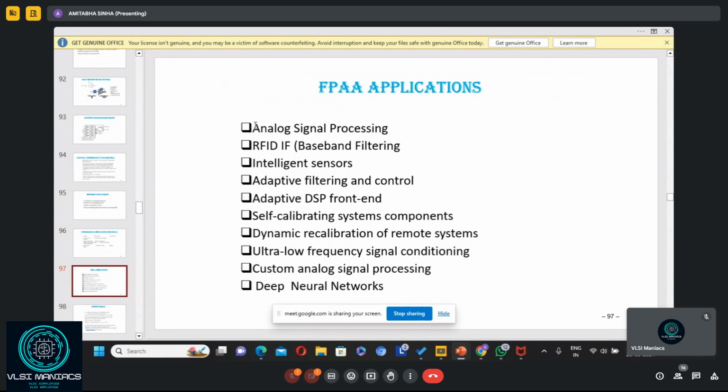Now FPAA applications. Analog signal processing, RFID, because in the radio frequency range, we have that bandwidth for FPAA. It's not a problem. Intelligent sensors, adaptive filtering and control, adaptive signal processing, adaptive DSP front end. Why are you saying adaptive DSP front end? What do we mean by that?